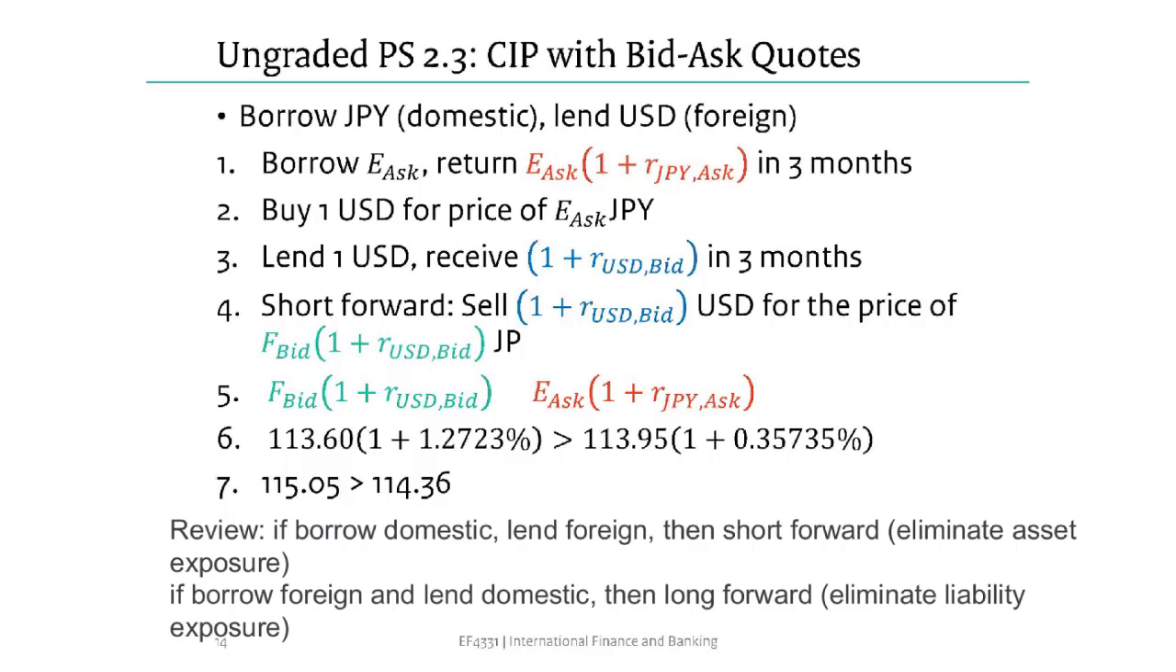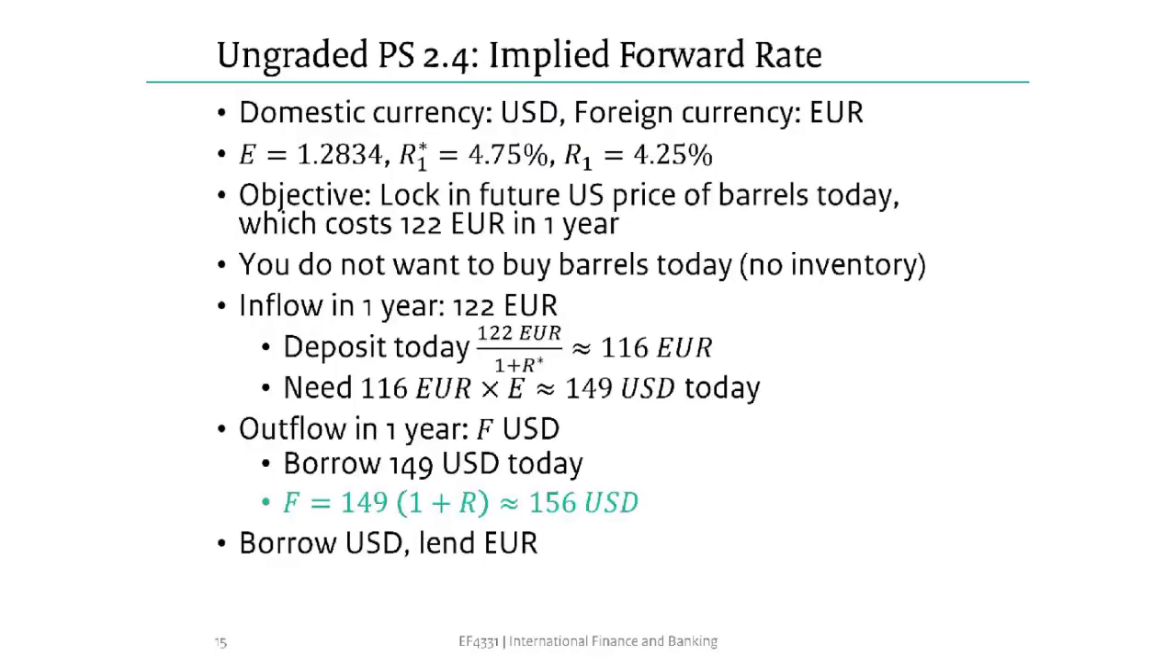All right, and the last question is just using the CIP equation to help you intuitively think what's going on when you borrow at interest rates from two different currencies and then invest or lend out at another interest rate. So the setup of the problem is the following, okay?